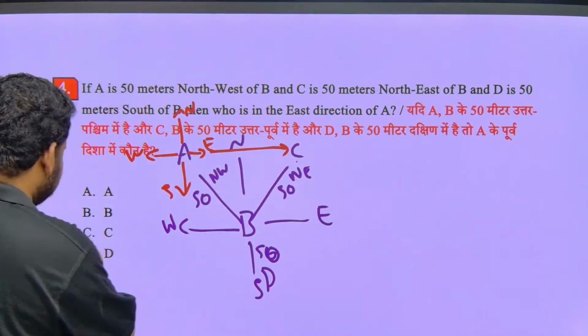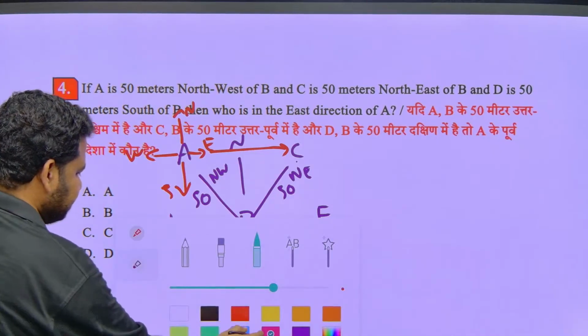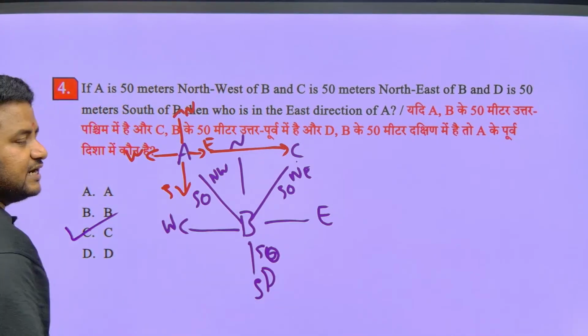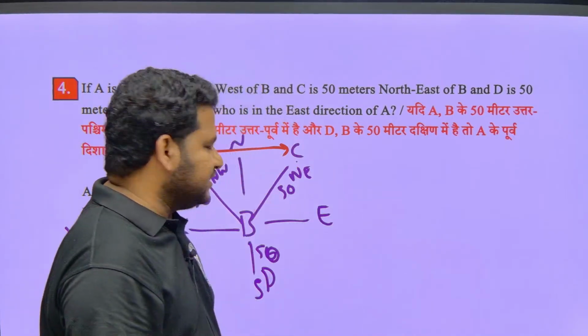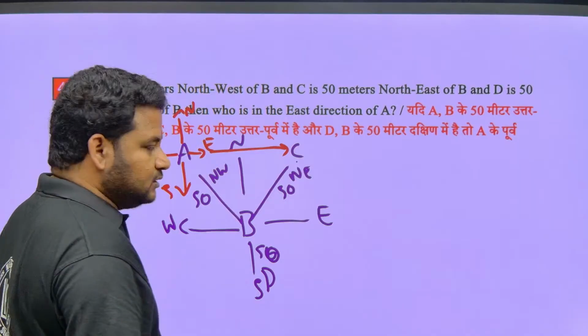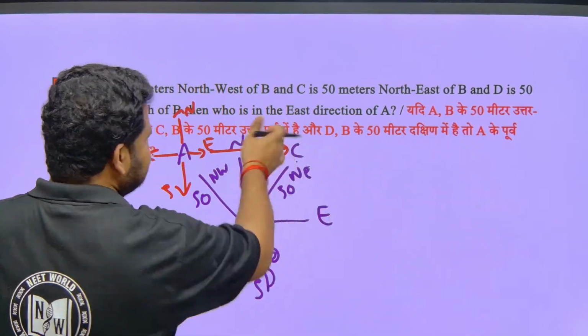So the person lying in the east direction of A is C. C is the right answer to this question, clear? C is in the east direction of A, that is, to the right of A. If you are looking at A like this, to the right of A, C is there, clear.